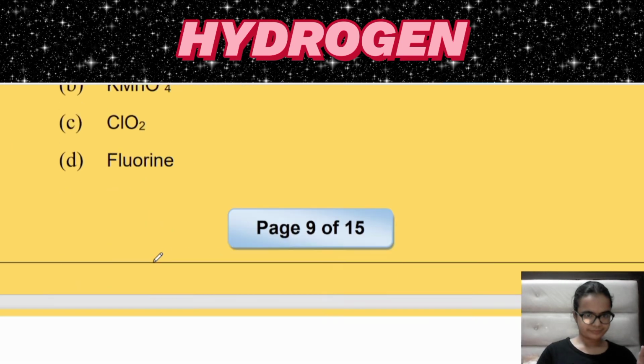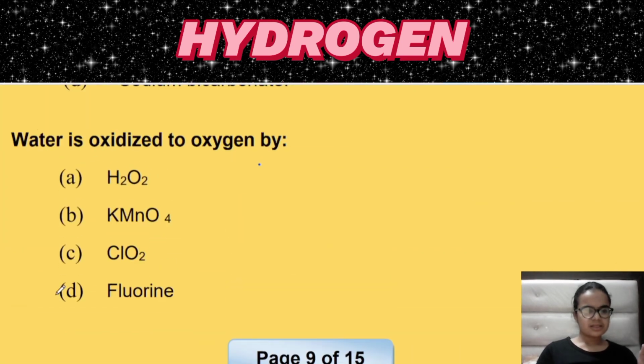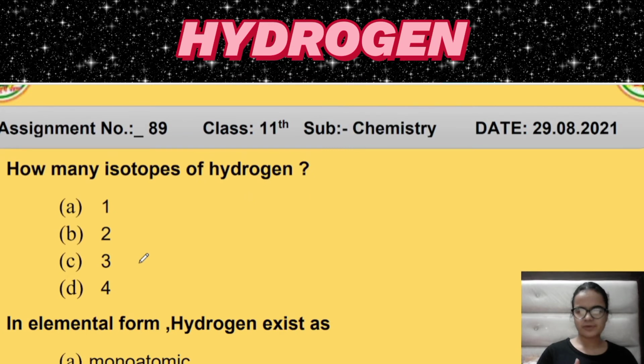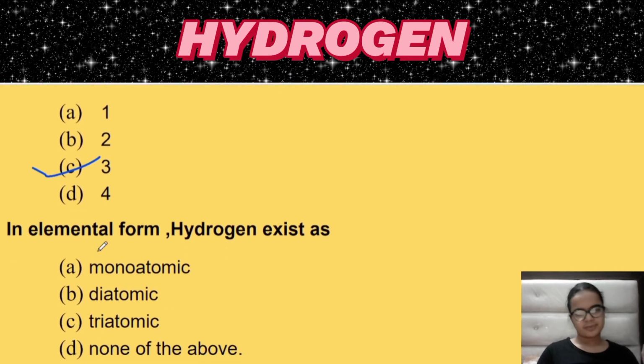Here the answer is fluorine. 2 F2 plus H2O gives us 4H positive plus O. Next question, how many isotopes of hydrogen? So till now we know 3 isotopes of hydrogen are present.